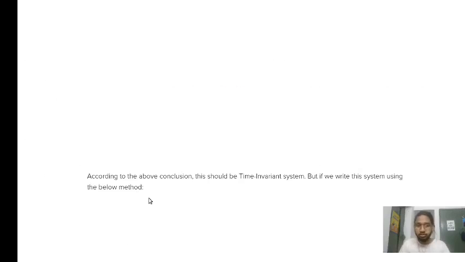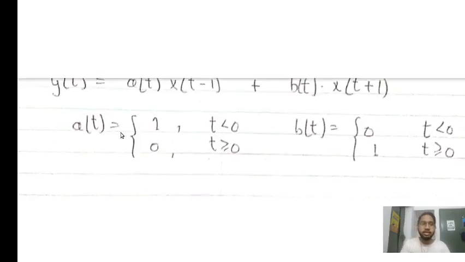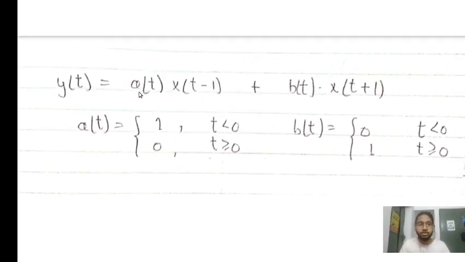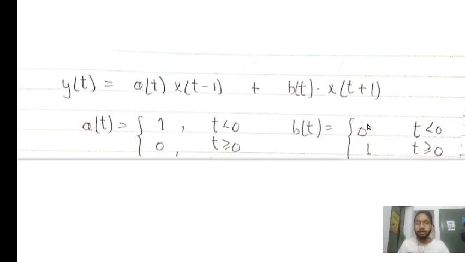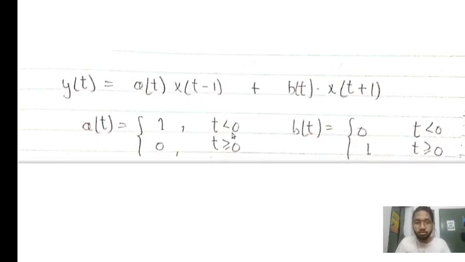So according to our conclusion, this should be a time invariant system. But we can write the above system using this syntax: a of t, x of t minus 1 plus b of t, x of t plus 1. It is the same system, as you can see. A of t equals 1 when t is smaller than 0, 0 when t is greater than or equal to 0. B of t equals 0 when t is smaller than 0, and 1 when t is greater than or equal to 0. So when t is smaller than 0, a of t equals 1 and b of t equals 0. This term will vanish and this term would be left.